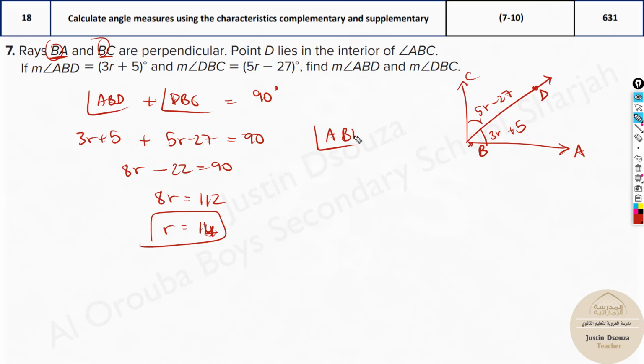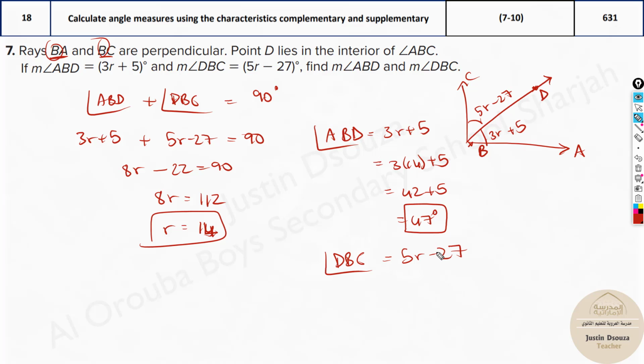Now you can easily find all these angles, right? The measure of angle ABD is 3R plus 5, that is 3 times 14 plus 5. You can just multiply this, it'll be 14, 28, 42, plus 5, it's 47 degrees. Now if you know one is 47, then the other one can be easily found by subtraction, 90 minus 47, or you can do this over here. We know DBC is equal to 5R minus 27 degrees. So 5 times 14 minus 27. So 140 is half is 70 minus 27. Here we have 50 minus 7 is 43 degrees. And yes, 90 minus 47 is also 43 degrees.